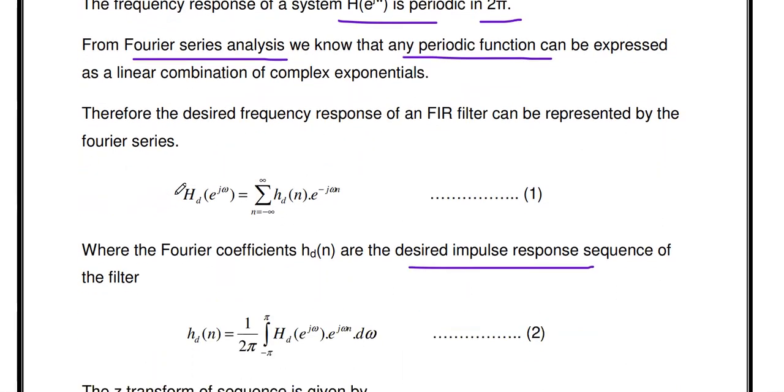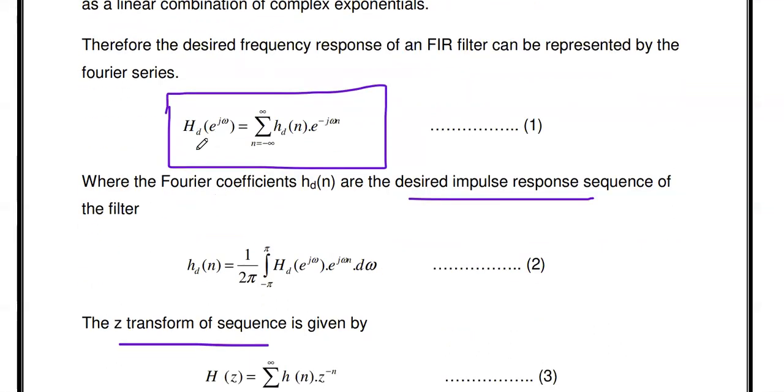The desired frequency response, hd of e power j omega, is nothing but the Fourier transform of the desired impulse response. You know what capital H is and what small h is. Small h denotes the impulse response. Capital H of e power j omega is the discrete time Fourier transform of this particular sequence hd of n. If you take the Fourier transform of the impulse response, we get the frequency response.